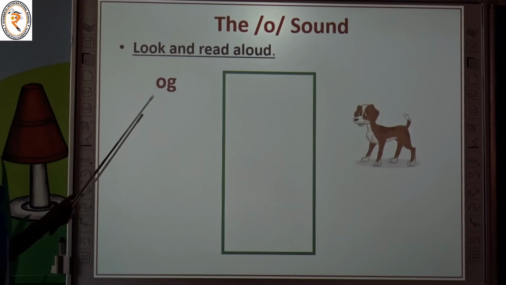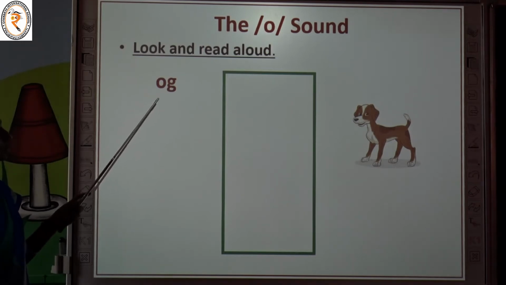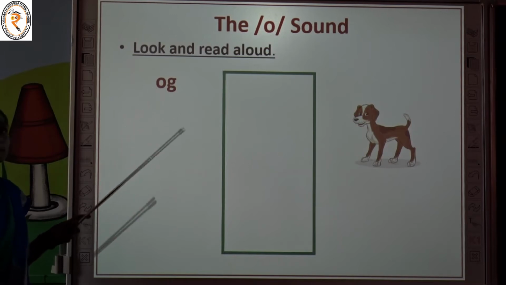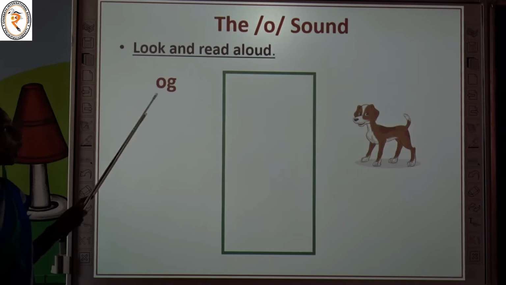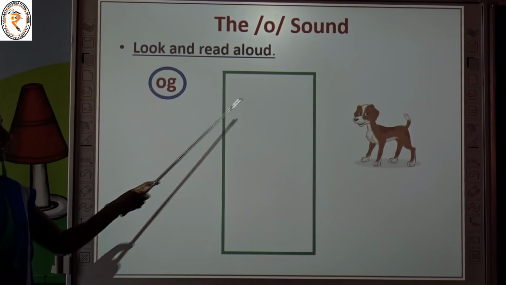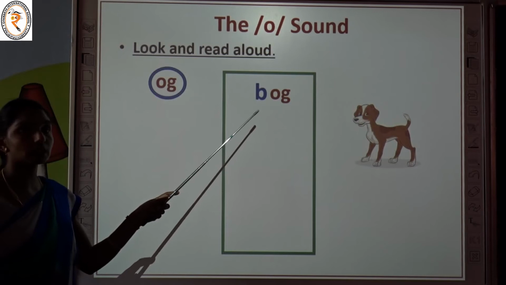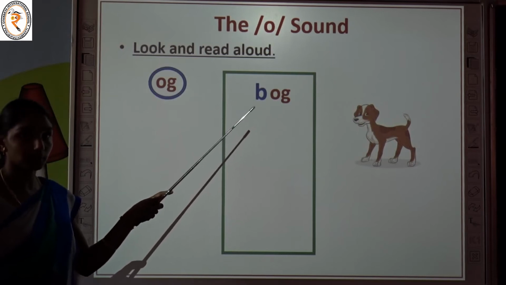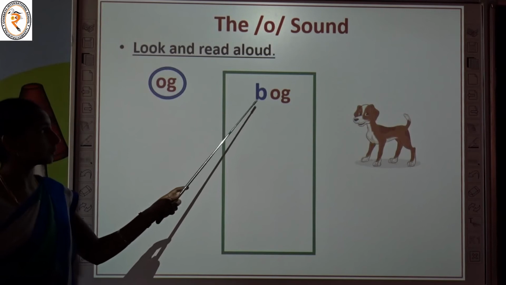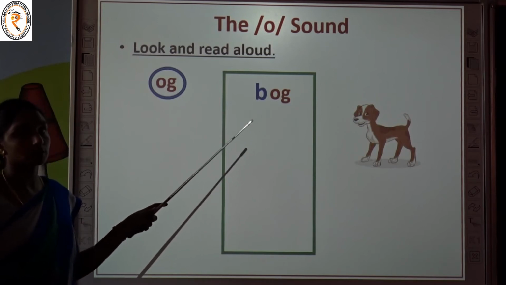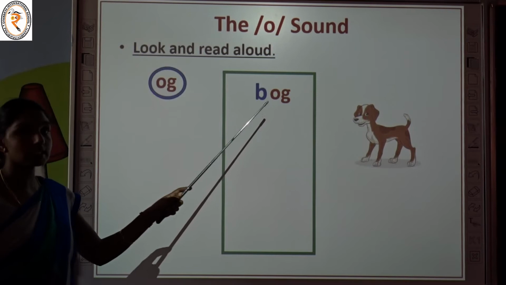Okay. Next we are going to read some words which end with the letters OG. Before that, let's learn how to pronounce the letters together. OG, og. The sound of the letter G is ig. How can we pronounce the letters OG together? Og. Very good. Let's see some more examples. Og is there. B is added to it. What is the sound of the letter B? Ib. B plus og, bog. We have to pronounce these letters as bog.